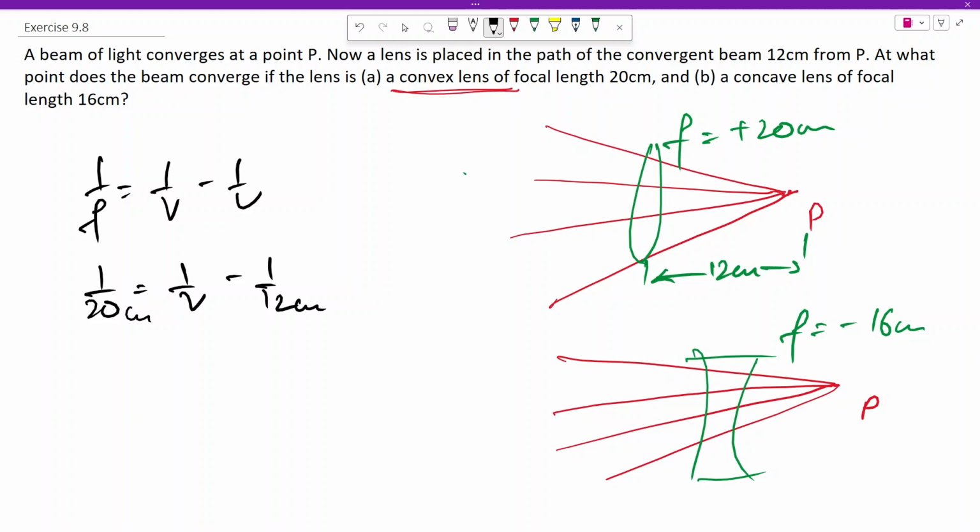So here solving this, we will get a value of 1 by v as 2 by 15 or v as 7.5 centimeter. So it is at 7.5 centimeter away from this convex lens. Now in the second case, we have got a concave lens.